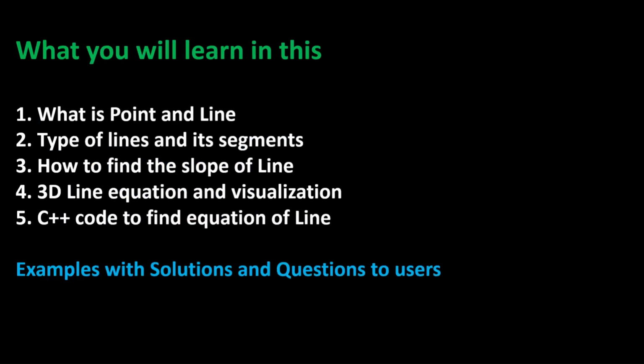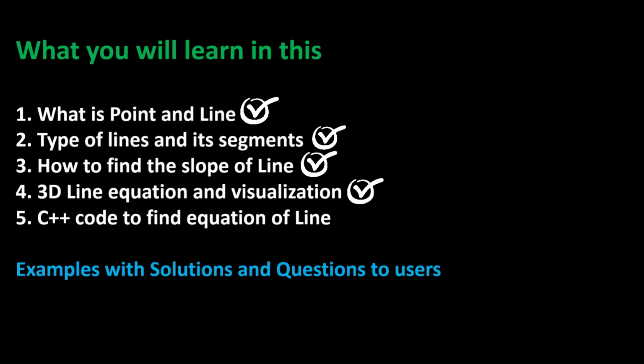In this lecture, we are going to cover 5 important concepts. What is a point and what is a line? We'll understand the mathematical definition and how computers represent them. Types of lines and their segments, including collinear, parallel, perpendicular, and the difference between lines, rays, and line segments. How to find the slope of a line, one of the most important properties in 2D geometry, used in intersection and angle calculations. 3D line equation and visualization.